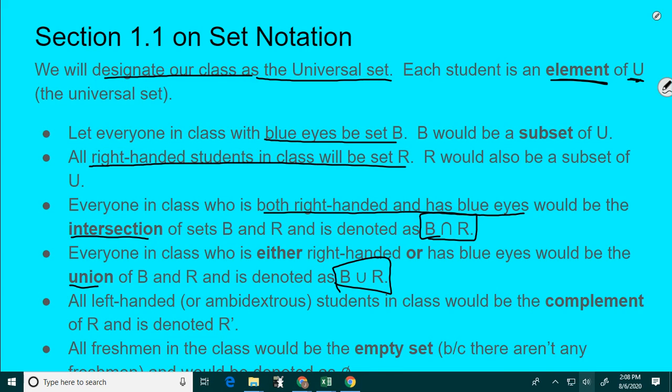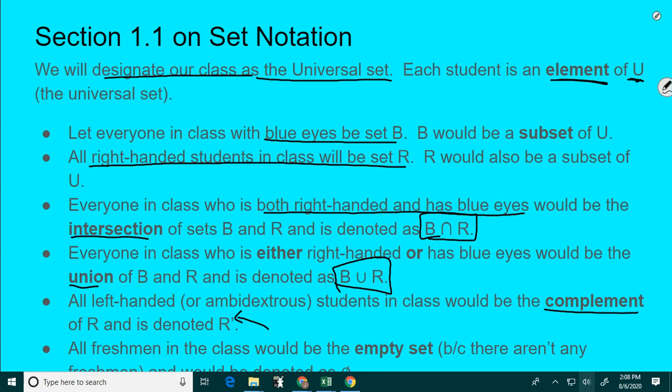And the next term is complement. We're going to say that left-handed people, or we could also include ambidextrous people, but we can say left-handed people because they're not right-handed, would be the complement of R. We denote that with a little tick mark, looks like R prime if you've taken calculus. It just means the complement of R, everything that's not R.